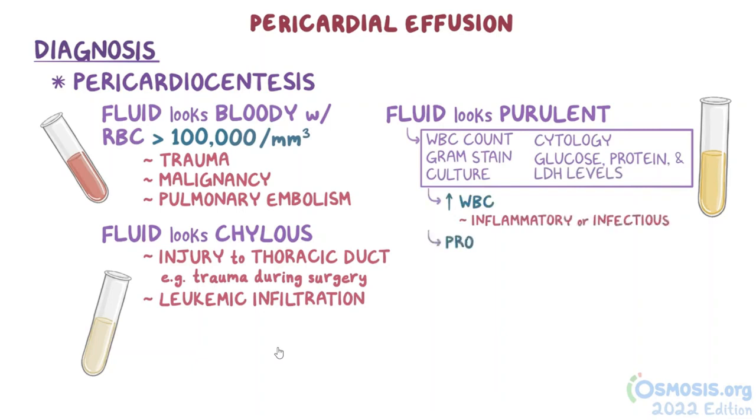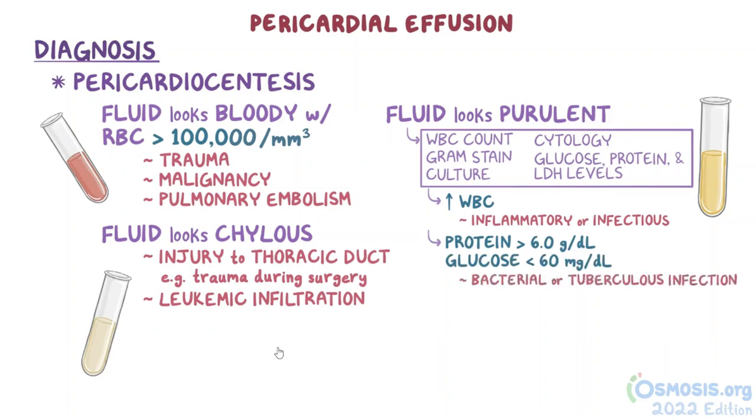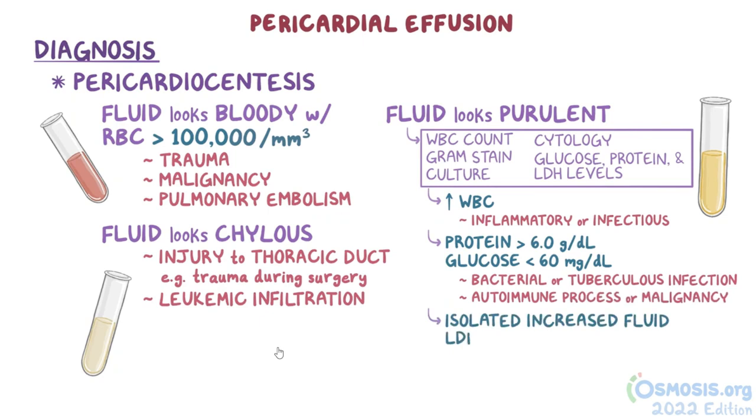An elevated protein level higher than 6 grams per deciliter and a glucose level below 60 milligrams per deciliter suggest an infectious cause like a bacterial or tuberculosis infection, or an inflammatory cause like an autoimmune process or malignancy. An isolated increased fluid LDH level above 300 units per deciliter with a normal serum LDH level suggests a malignancy.